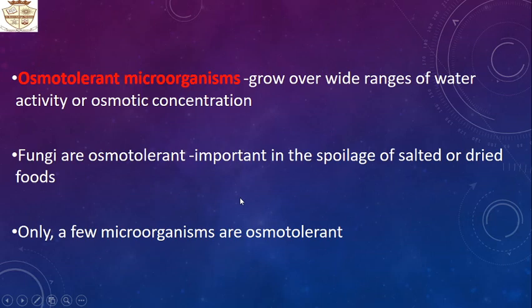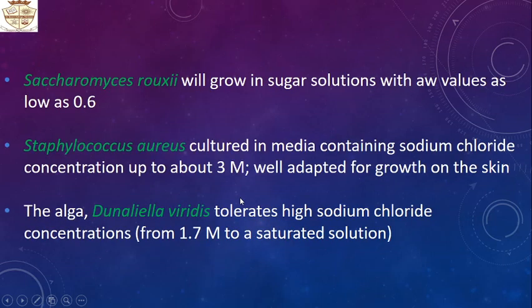But there are some microorganisms which can grow over wide ranges of water activity or osmotic concentration. They are called osmotolerant. Only few microorganisms are osmotolerant. Fungi are usually osmotolerant. That is why they are the main culprits causing spoilage of salted or dried foods. We know in our pickles and all, if at all we get contamination, it is usually by fungi. Dried foods also. An example of a microorganism other than fungi which is osmotolerant: Saccharomyces rouxii can grow in sugar solutions with water activity values as low as 0.6. Usually microorganisms require around 0.98, as we said. Saccharomyces rouxii can grow if the value is as low as 0.6.